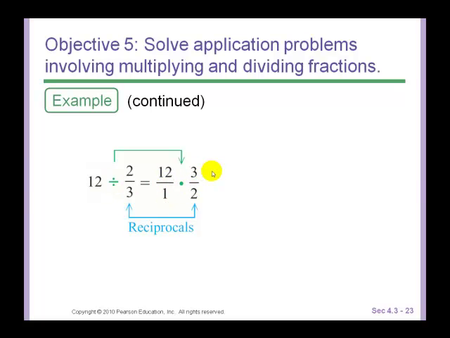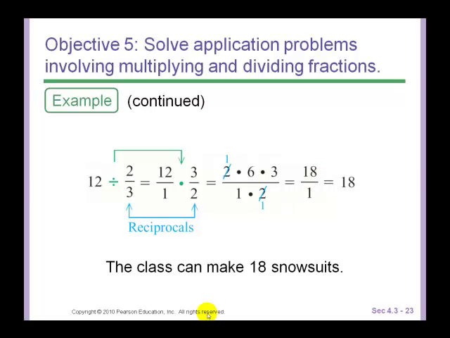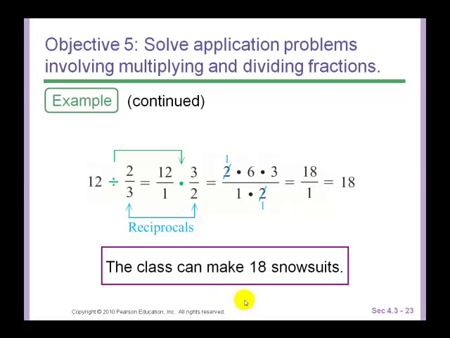You could just multiply this across. You'd have 36 over 2, and then divide. Or you can break it down. Notice they're starting to use our hybrid method. They didn't go all the way down to prime factors. Instead, they just broke 12 down into 2 times 6. Cancel out the 2's, and you get 18 over 1, or 18. The class can make 18 snowsuits.